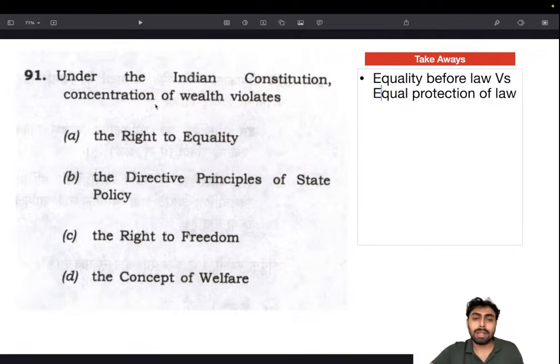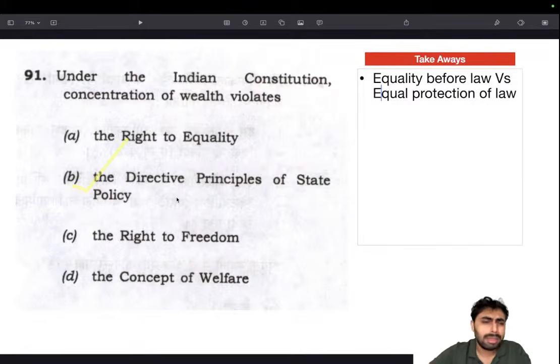So, concentration of wealth violates right to equality, no. Directive principles of state policy. This is where having the knowledge really helps, because it's explicitly mentioned in 39B that the state should take affirmative action to prevent the concentration of wealth. I'm not saying the verbatim thing because I couldn't remember the exact DPSP, but I just have the idea that it is mentioned in the DPSP under 39. So I know by fact that this is the right answer.